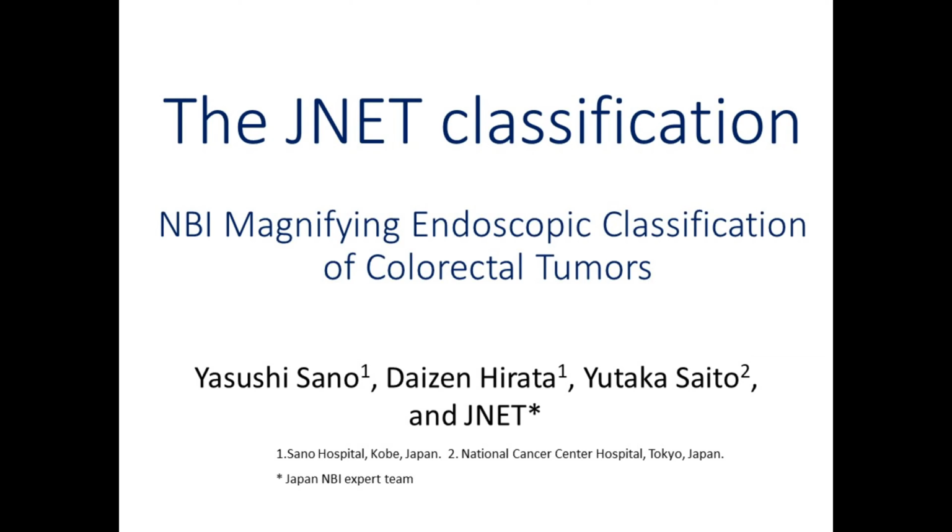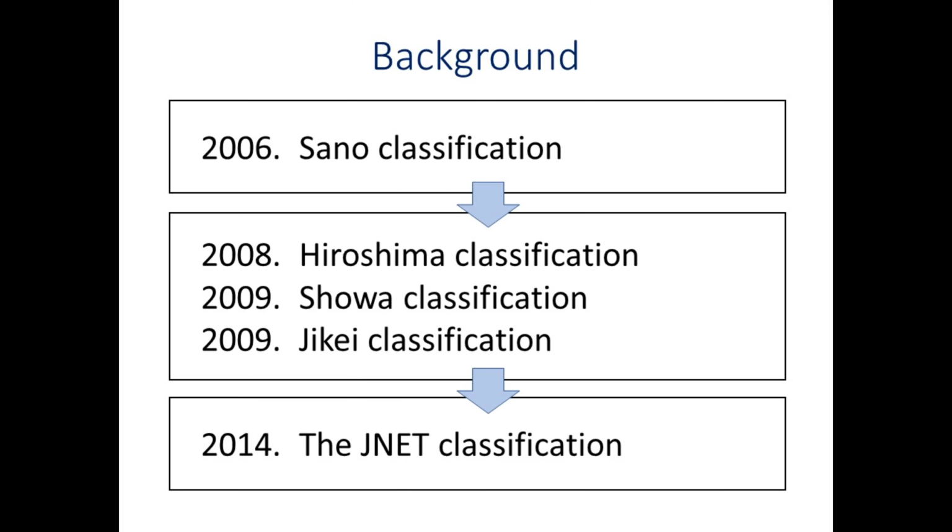The JNET classification, NBI magnifying endoscopic classification of colorectal tumours. Here you can see the history of NBI magnifying endoscopic classification of colorectal tumours in Japan. The Sano classification was the first magnifying NBI classification published in 2006. Based on this classification, several other classifications were proposed, such as the Hiroshima, Showa, and Jikei classifications. To standardize these magnifying NBI classifications, the JNET classification was established in 2014.